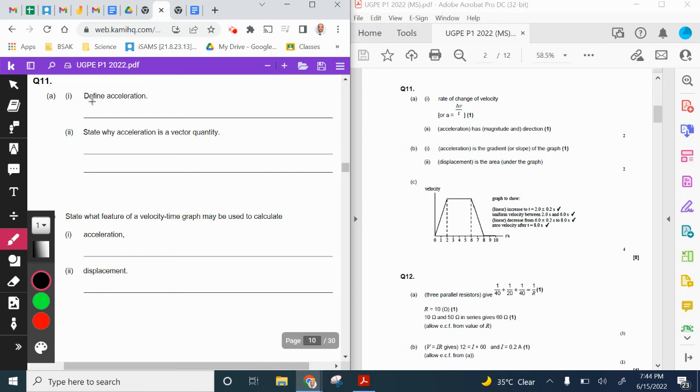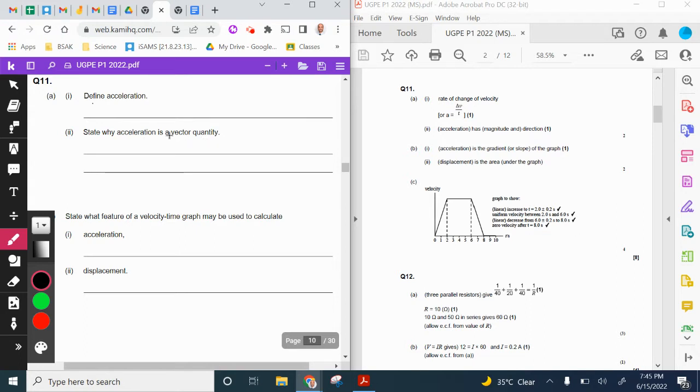Okay, question 11, it says define acceleration. So acceleration is defined as the rate of change of velocity, or acceleration is the change in velocity divided by time. It's a definition which you must recall for your A-level exam. State why acceleration is a vector quantity.